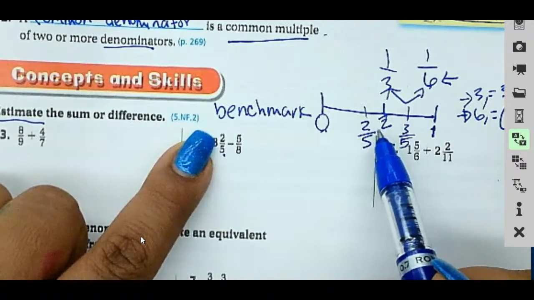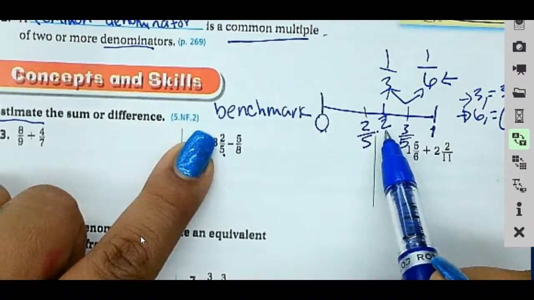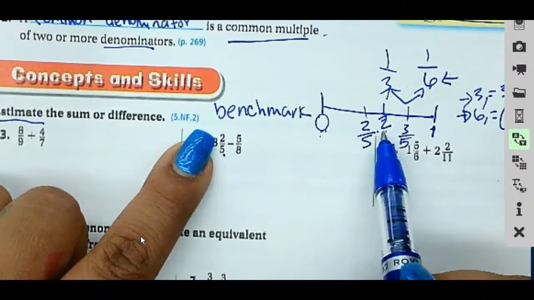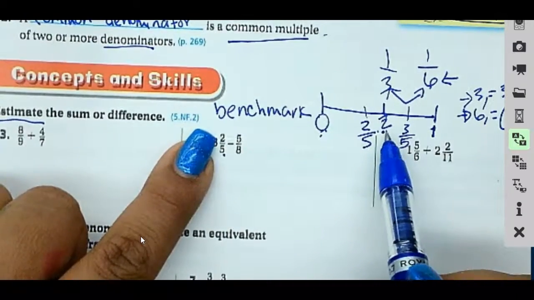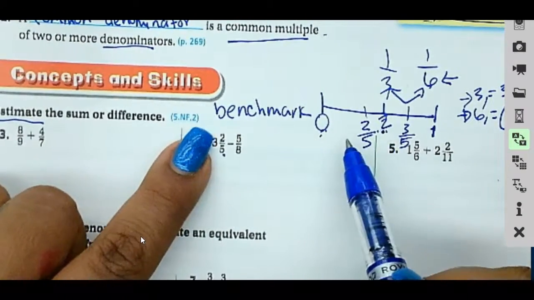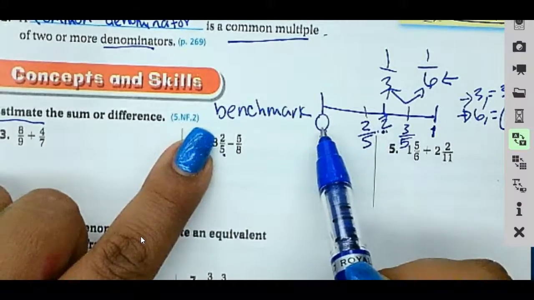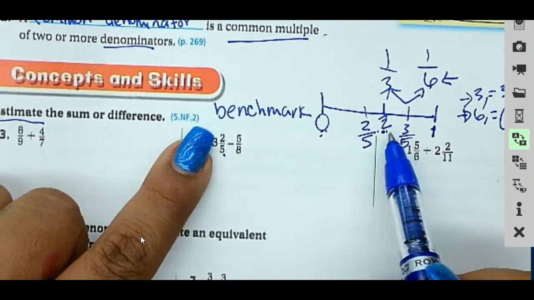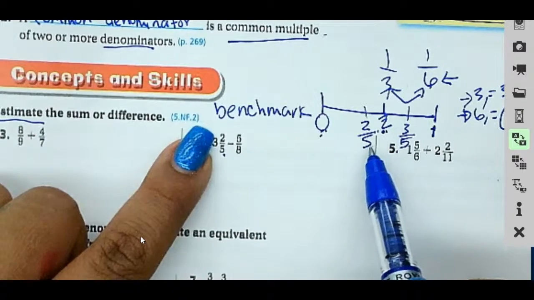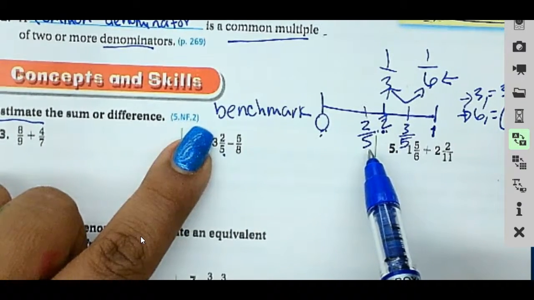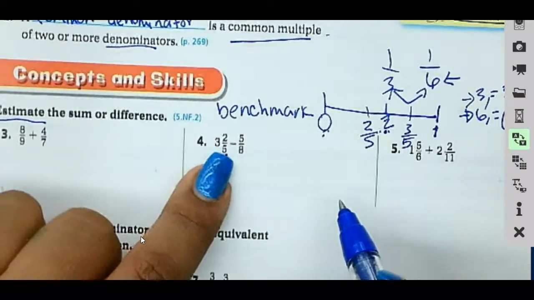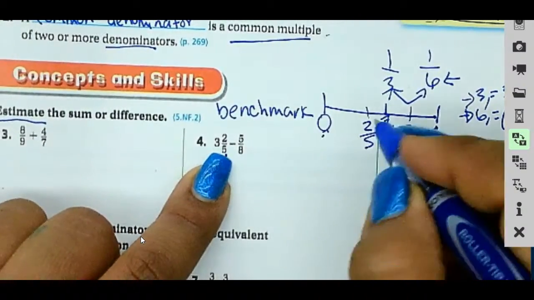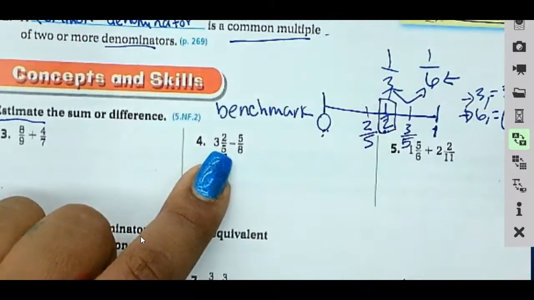So 2/5, is it closer to half? Now we know that it's between 0 and 1/2. Now the question is, is it closer to half or is it closer to 0? Well, we just mentioned that half of 5 is 2.5, or it's between 2 and 3. So that means that my 2/5 is closer to this benchmark, which is half.